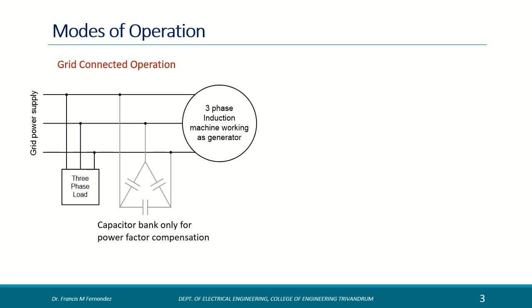Induction generators can operate in two different modes. In the grid connected mode of operation, the machine is simply connected to the grid, and when the speed is more than the synchronous speed, it will generate power and feed into the supply. The capacitor bank connected across the machine is for power factor correction, and it is not essential for normal operation. We can also have local loads if required.